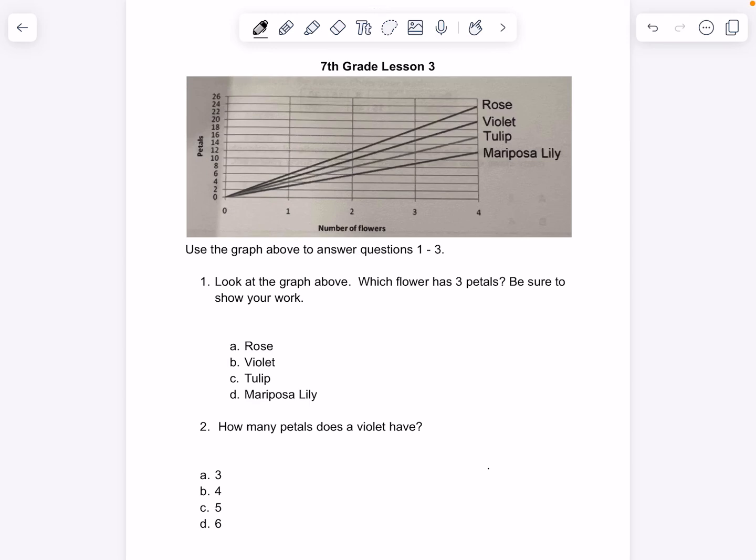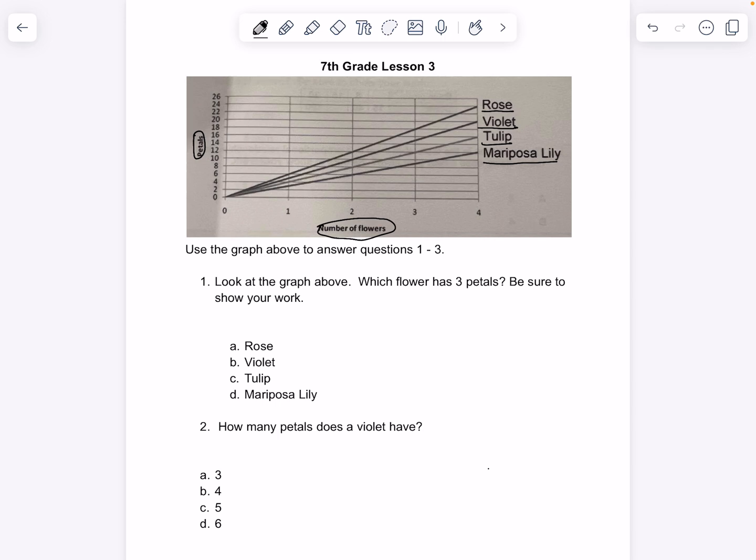Today we're doing Lilac 7th grade lesson 3 math. So we can see here on the graph that we have the number of petals, which ranges from 0 to 26 petals. We have the number of flowers, which ranges from 0 to 4. And we have the different types of flowers, which are roses, violets, tulips, and Mariposa lilies. So the first question is asking which flower has 3 petals.